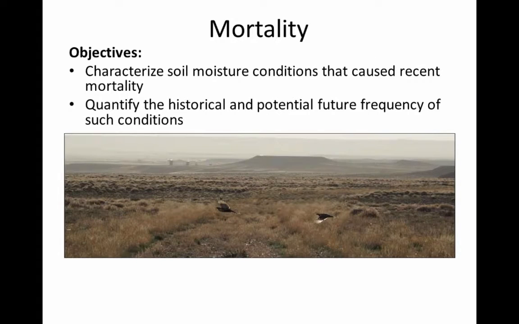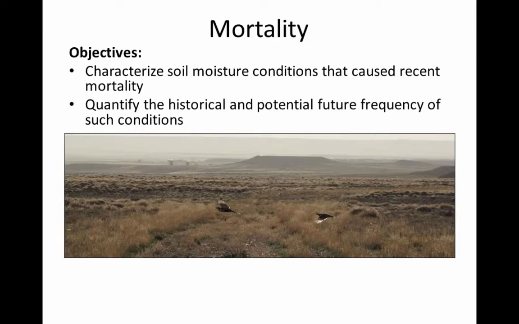So our overall goals are to characterize the moisture conditions that caused this recent mortality. So we're going to sample soils, we're going to reconstruct what the soil moisture conditions were like in 2012, 2013 and 2014, and try to understand what occurred in these sites and why these sagebrush plants died both in the lowlands and the uplands.